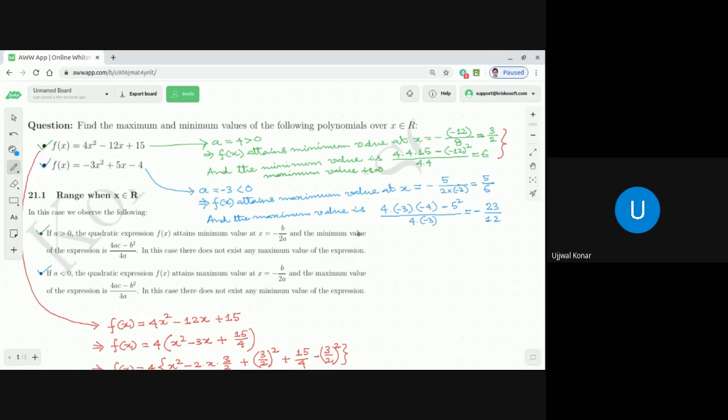So for the second case, dear students, we found the maximum value, but what is the minimum value then? Minimum value is actually minus infinity. Sorry, let me write properly. Minimum value is equal to minus infinity, and something got missed here. Maximum value is equal to plus infinity. I hope this is clear.